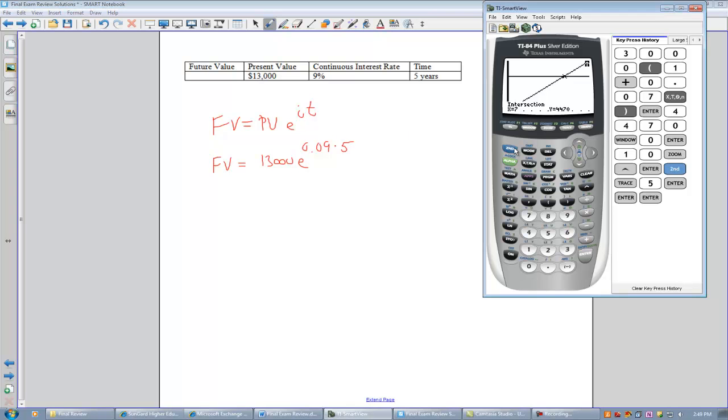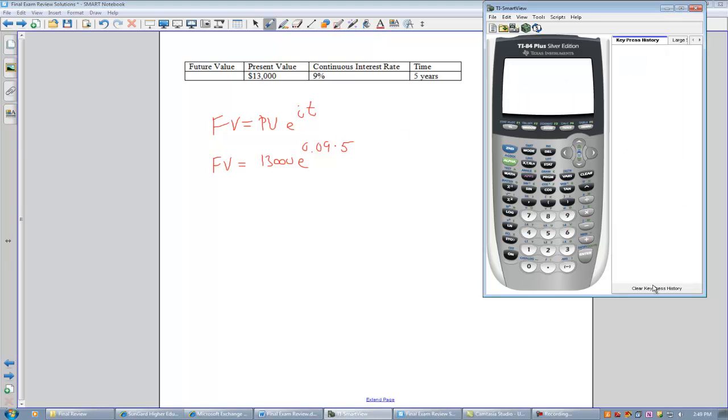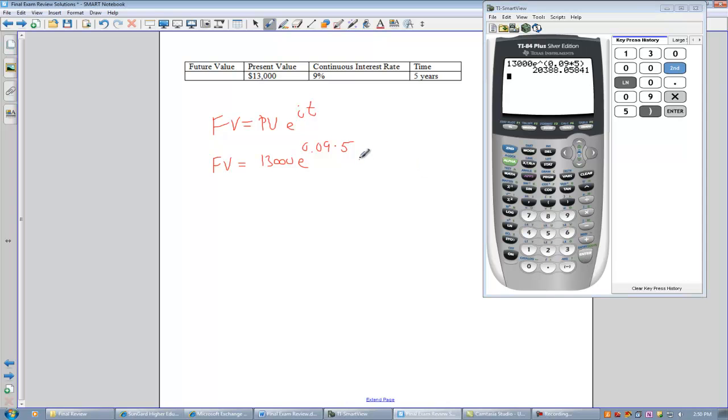And I can just crunch this on the clear screen, so let's clear it out. And I just put 13,000, second ln, 0.09 times 5, and parenthesis, hit enter, and out pops my answer. It's approximately $20,388.06. All right, so here's my answer.